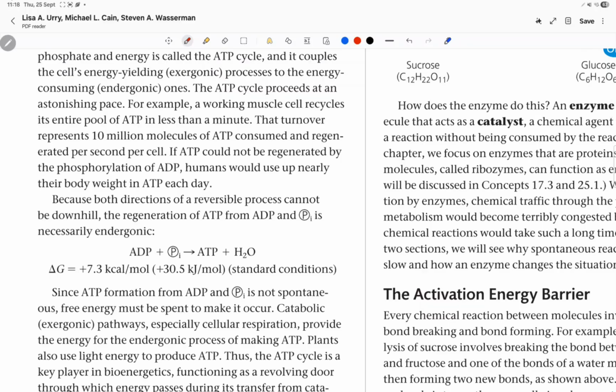We can also get ATP back by simply recombining ADP with P to get ATP. This process is not going to give you energy. It requires energy to happen. That's why it has a positive delta G, which means it's an endergonic reaction. Endergonic means a positive delta G. Energy is required to do something. Free energy must be spent to make this process occur.